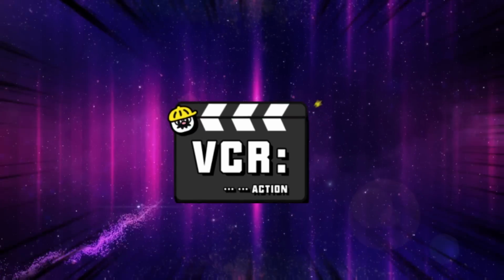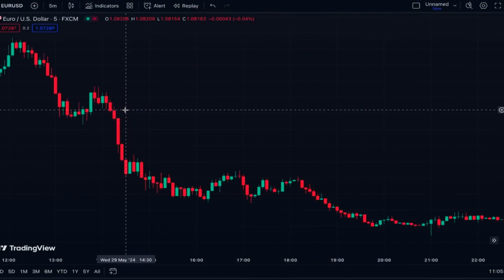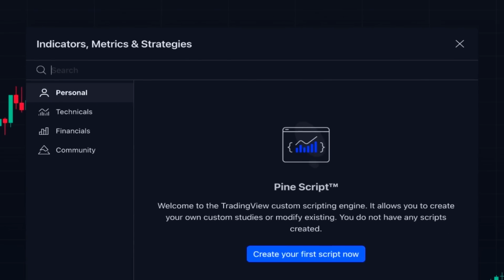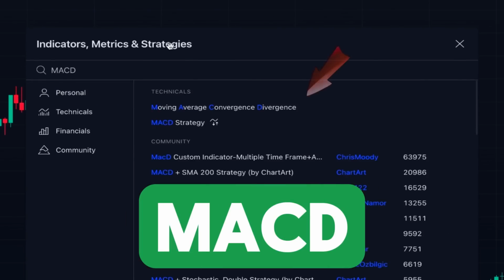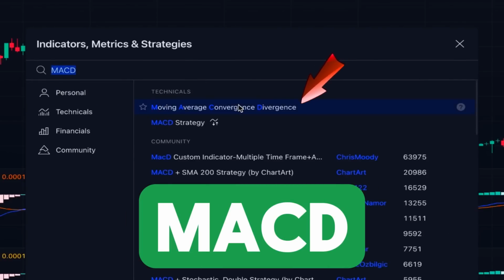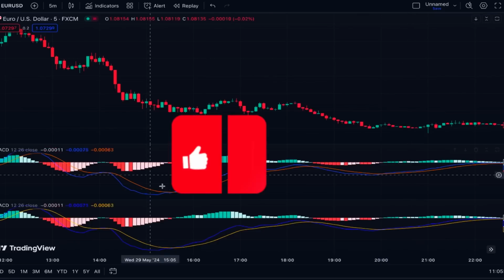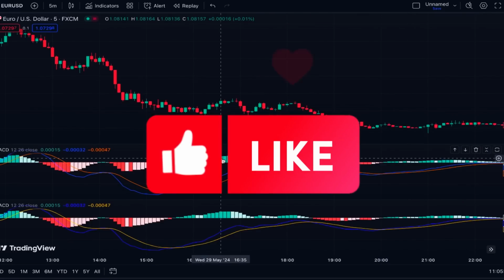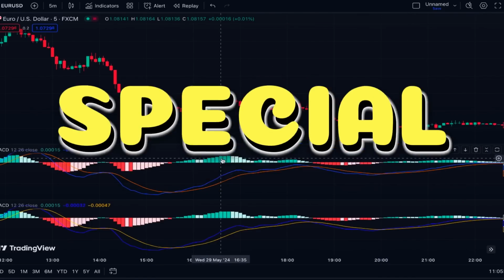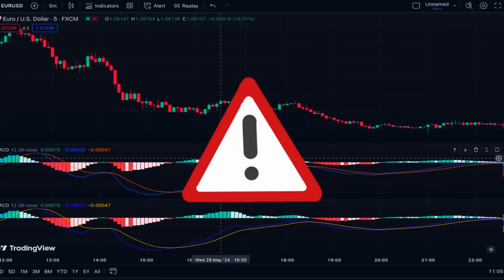In this video, I want to teach you a special setting for MACD that nobody knows. First, we need to add two MACDs to our chart. So here we click on indicators and we search MACD. This one, moving average convergence divergence. And now we need to change the settings of these two MACDs and then combine them together in a special way. You must do it exactly based on what I am doing here.